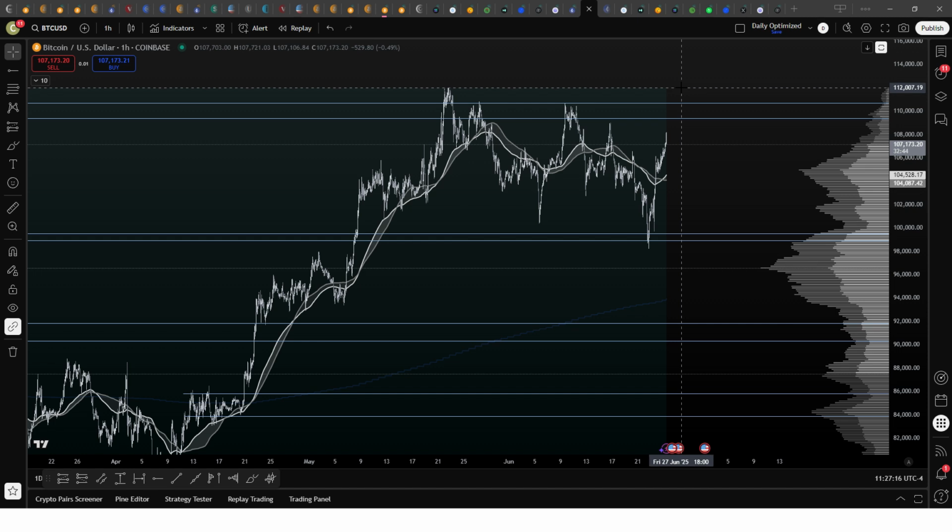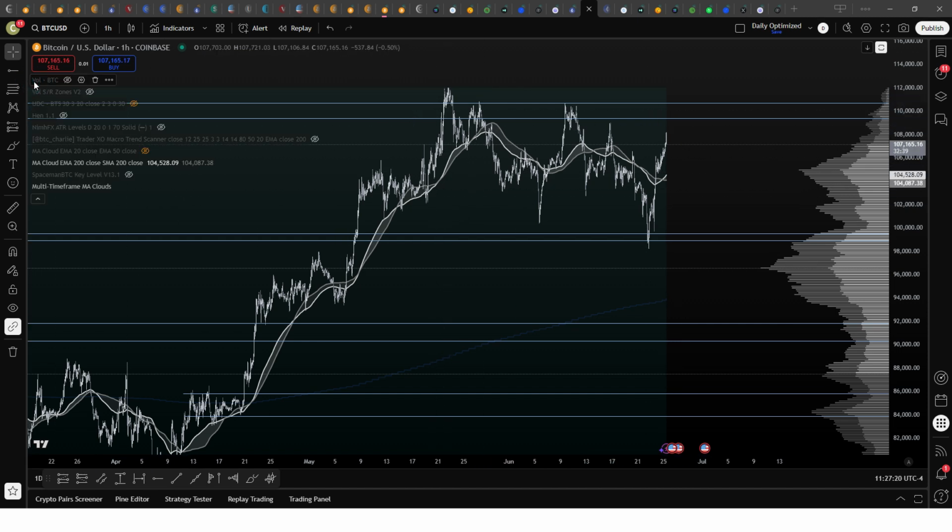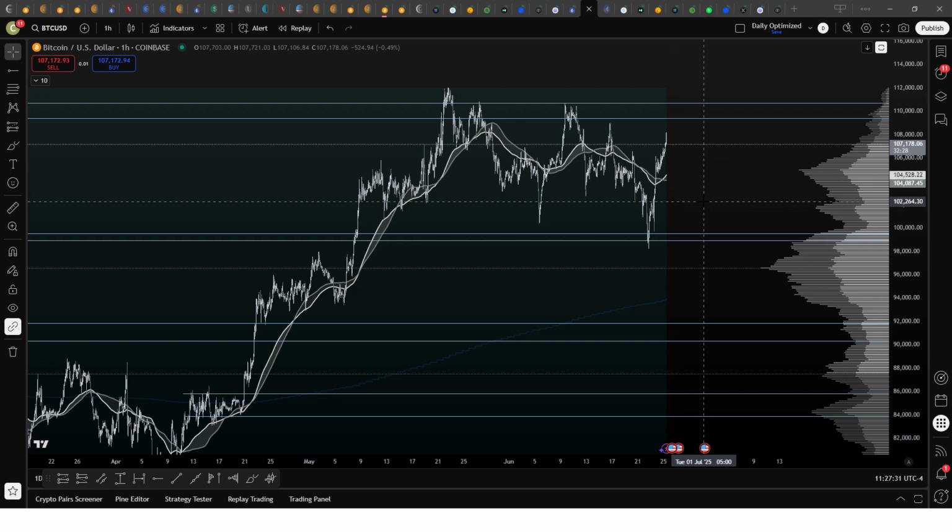But I don't really use a lot of off the shelf indicators. Even this one I actually made myself. This simple moving average with clouds, it's pretty easy to make in ChatGPT or any other AI agent.